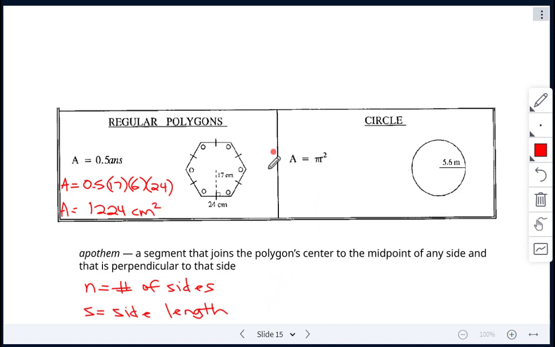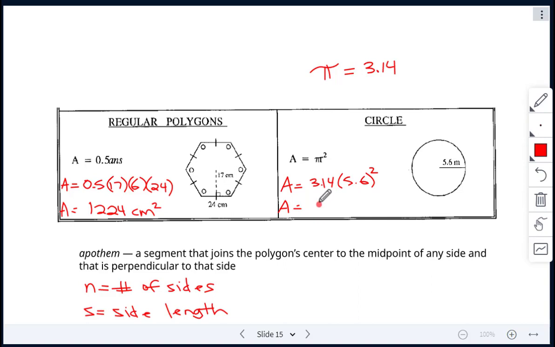All right, and then here we have the circle. So we're looking for the area of the circle. The formula is pi r squared. Again, for pi, we will use 3.14. So area is equal to 3.14, and then it's radius squared, which means radius times radius. All right, so 5.6, and that's squared. Just the radius is squared, not all of it.